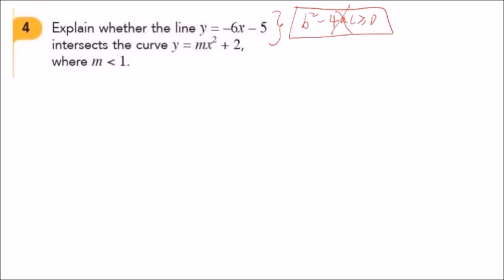You are asked to explain if the line really intersects the curve. However, there's one piece of information that you definitely can use, and that is you are told that m is less than 1. So whatever information is given to you is definite information you can use, but if the information is not definite, then you can't use it in a proving question.